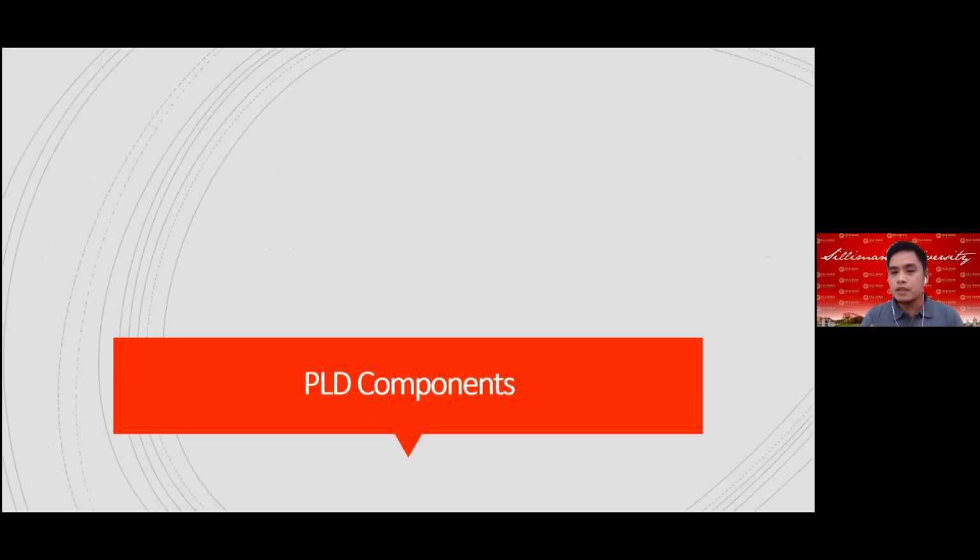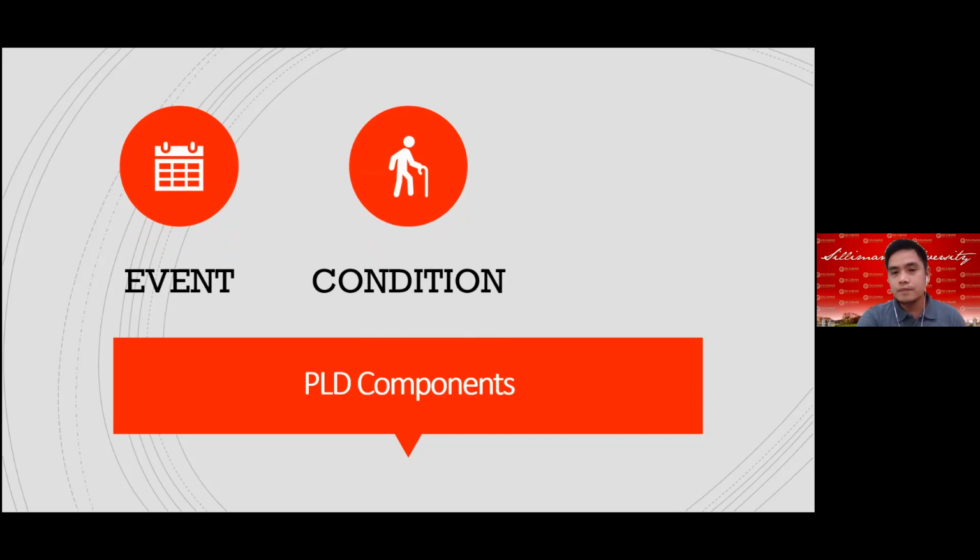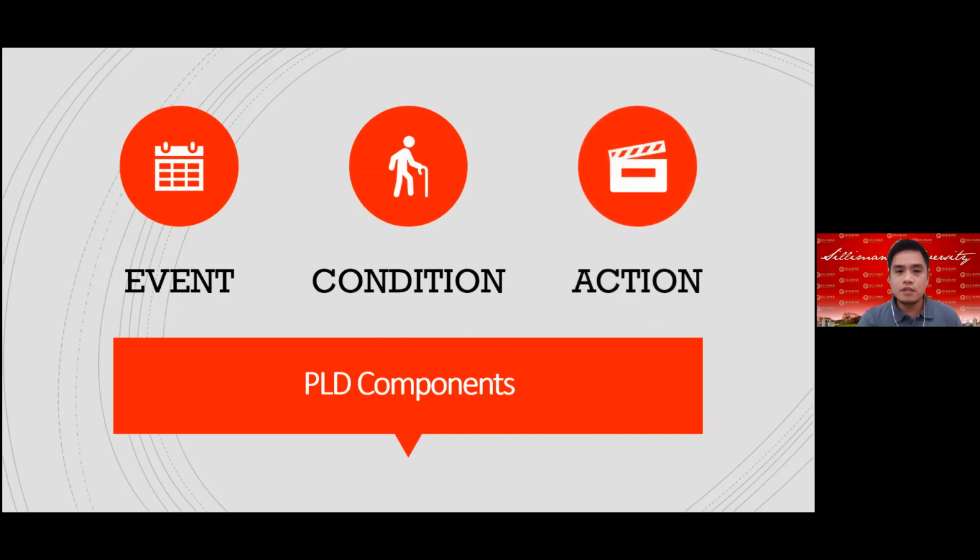So a PLD is composed of different components. Particularly, there are 3 components in a PLD. So first is the event, second is the condition, and then we have the action. So these 3 components go hand in hand in terms of creating the PLD, right? So in a PLD, the event is a required component and also the action. So it's okay if you're not going to declare a condition, but you need to have an event and you need to have an action for the PLD to work.